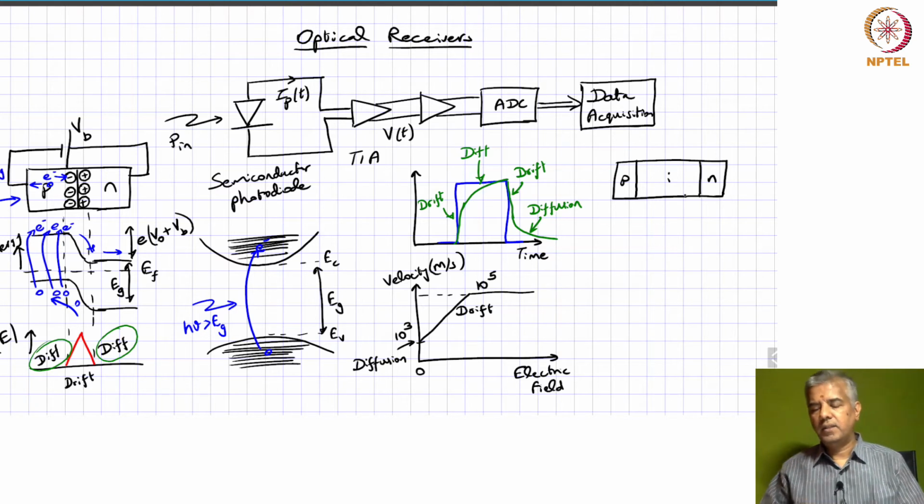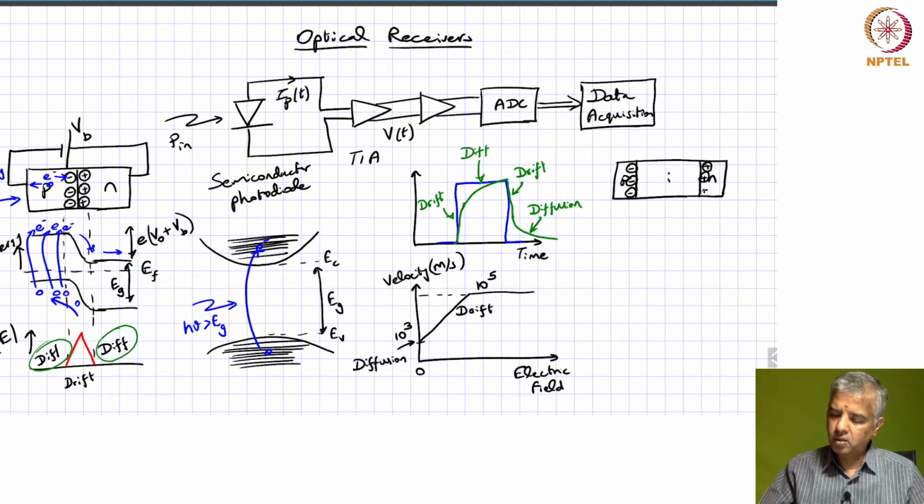Okay, so what is the advantage of going for a PIN structure? Well, the advantage is that just like the previous case, in the P layer you're going to have the majority carriers, the holes, move out, and that's going to create fixed charges that are negative charges, and similarly the electrons are going to move out of this region, and that's going to cause some positive charges over there.